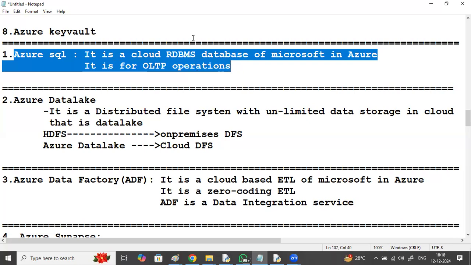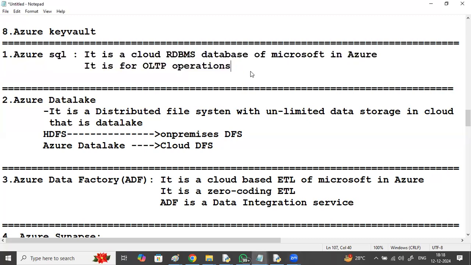Sir, what is the difference between OLAP and OLTP? See, OLTP is online transactional processing, day-to-day operations. OLAP, online analytical processing, is a kind of data warehouse, right? Examples of OLTP are Oracle, MySQL, DB2, SQL Server. All these are for OLTP operations, day-to-day operations, whatever databases we are using for any online transactions, for any day-to-day transactions.